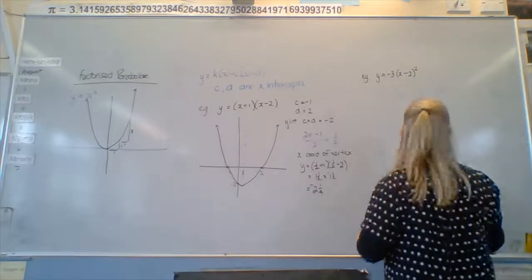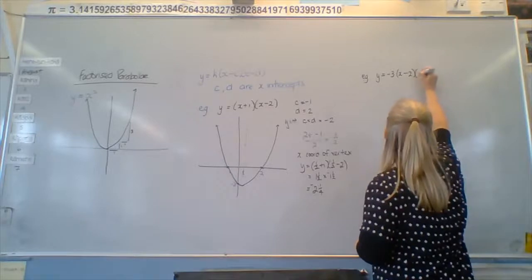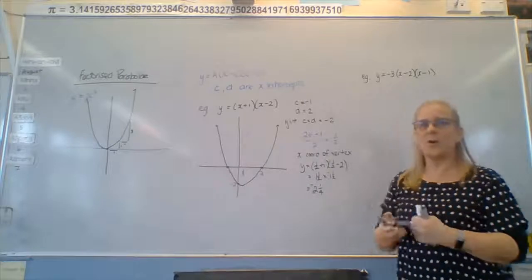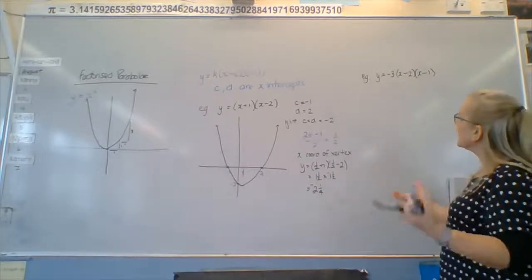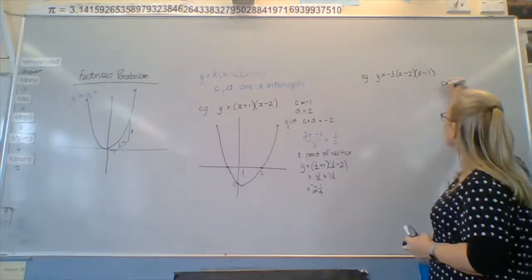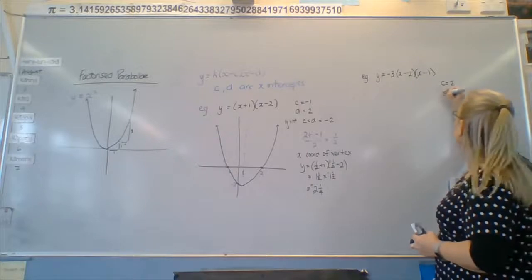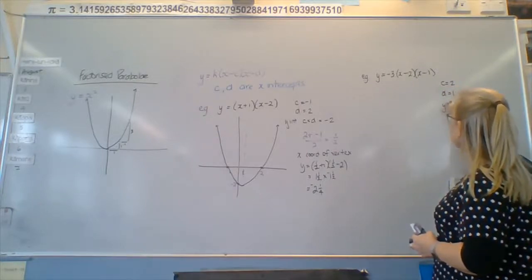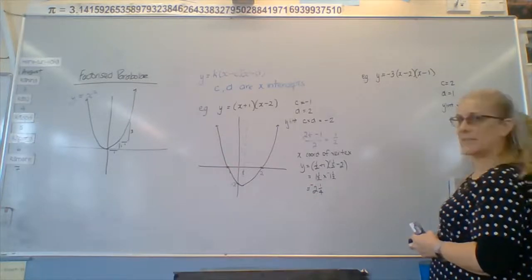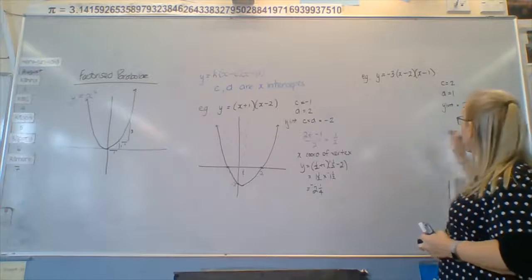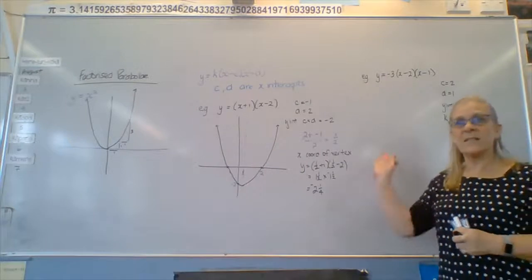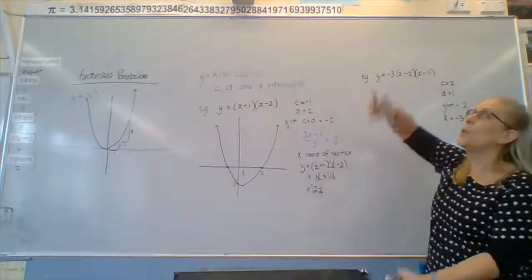Actually, no, I'm not going to do that one. Change my mind. Going to go for minus 1. There's a reason why I'm not going to, but we'll come to that later. Okay, so down the side of our picture, we're going to write C equals 2, D equals 1, the y-intercept equals 2, C times D equals 2, K equals negative 3, and that tells us that it's upside down and pulled a lot.